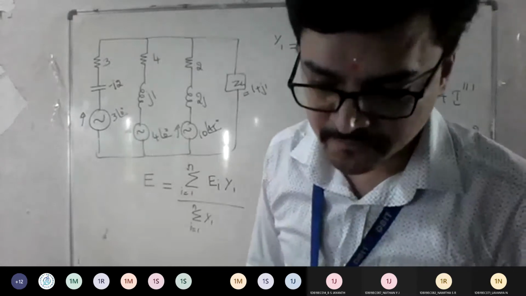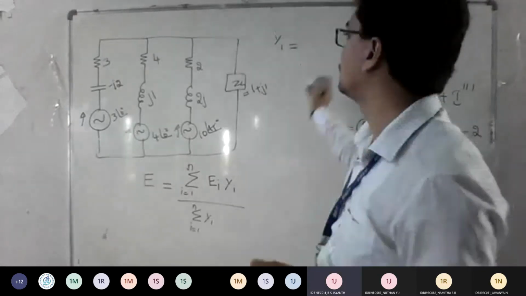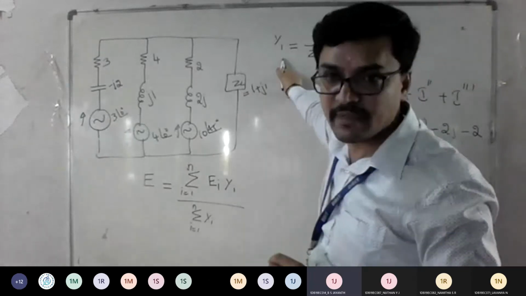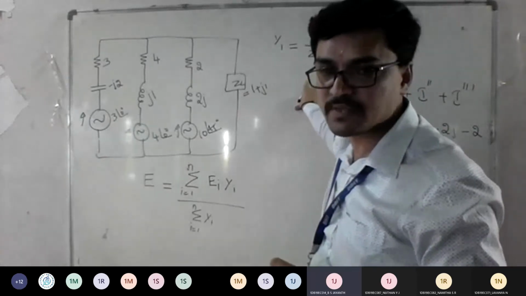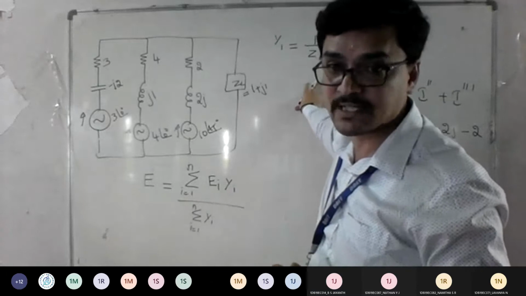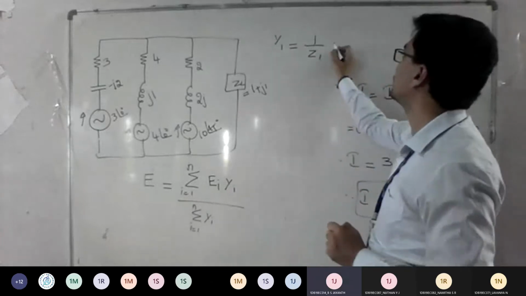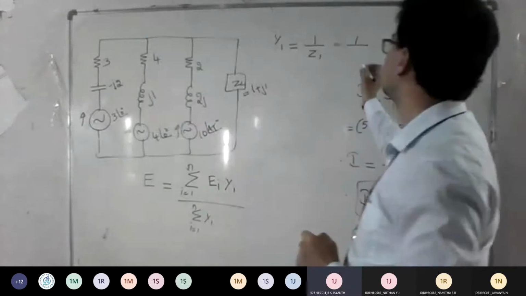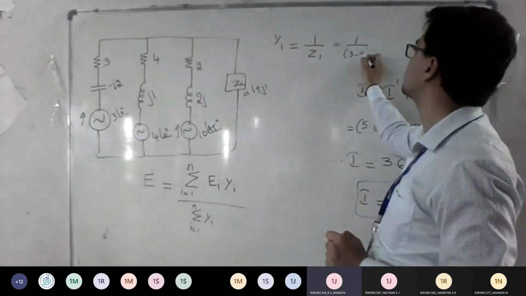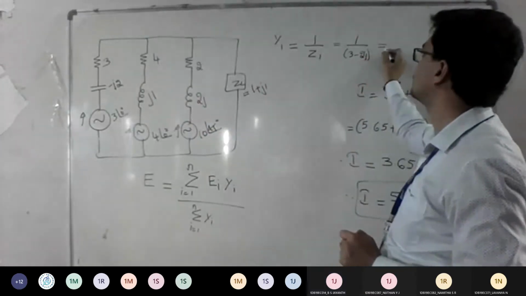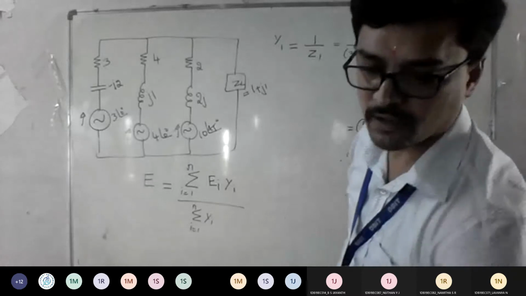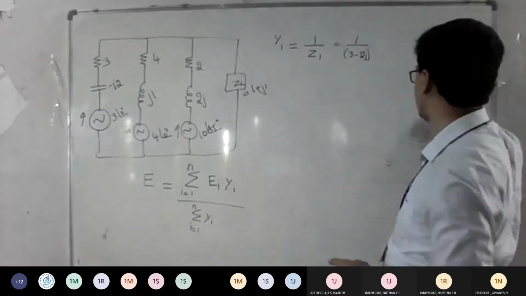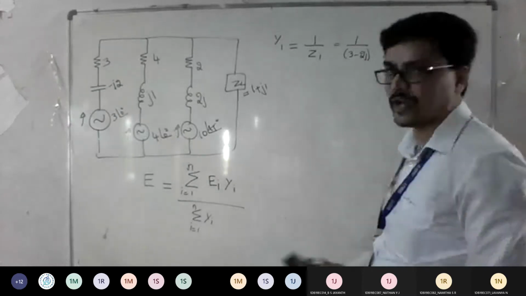What is Y1? 1 by Z1, which is equal to 0.15. So always remember that Y is admittance. So I want it in terms of the reciprocal of your impedance. The impedance value is given. This is your Z1, so the combination is 3 minus 2j. So this will be your 1 by Z1. If you want, you can keep this as it is, or you can solve that also, not an issue. So this is your Y1.